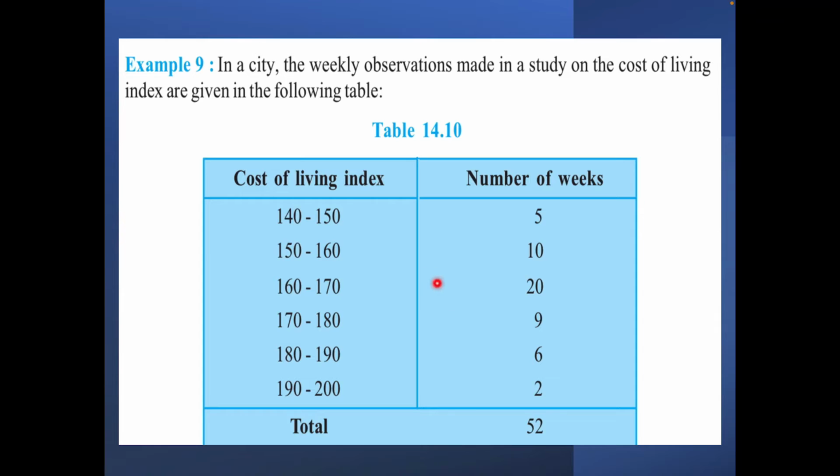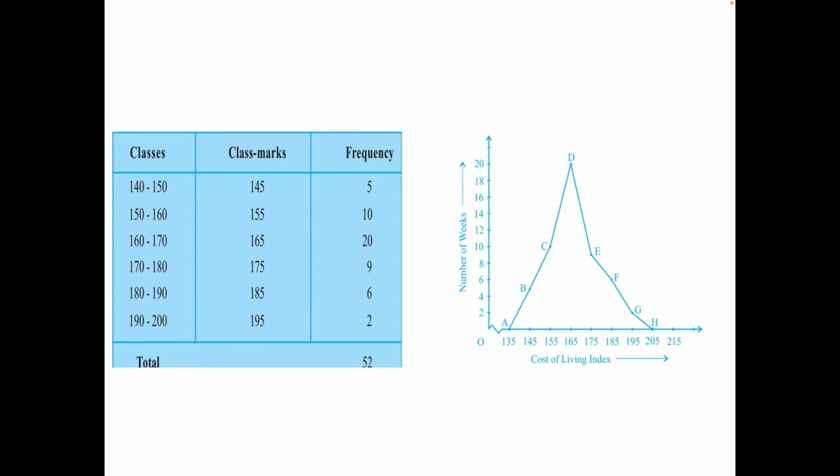For that you need to find the class marks, that means the midpoints of each interval. And how to find the class marks? You need to add the lower limit and upper limit of each class and divide by 2, and then those class marks we will write on the x-axis. Here it is done. As you can see, classes, frequency and class marks.